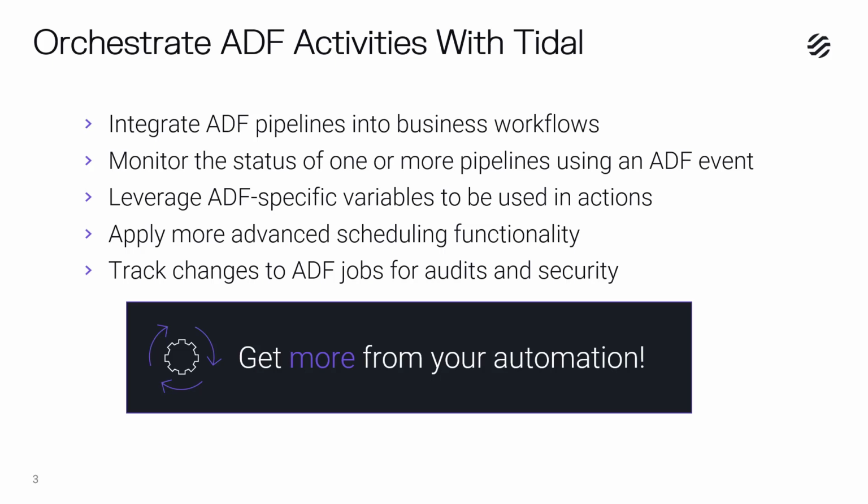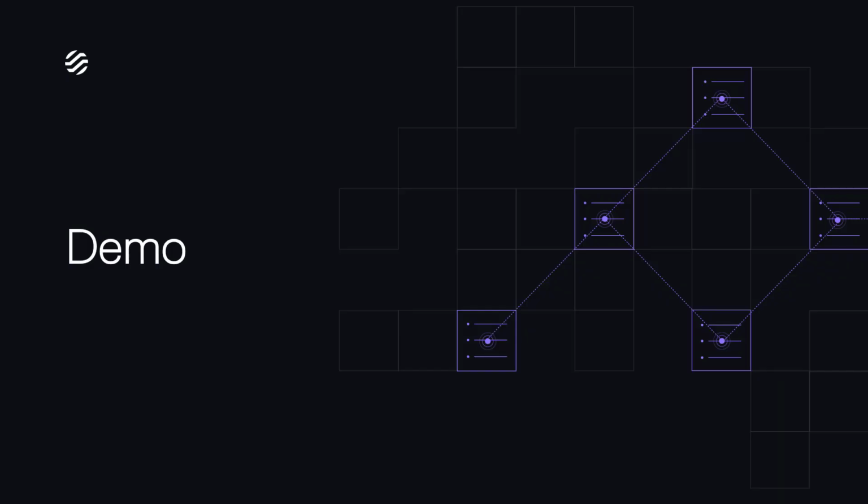It also enables you to orchestrate jobs for data storage options that ADF can connect to, such as Mongo and Cosmos databases. By utilizing the ADF event, users can monitor the status of multiple pipelines for success or failures, and users can populate ADF-specific variable data into their actions and workflows. With Tidal, you'll also be able to use more advanced scheduling features, such as dependencies and resources, customized calendaring options, as well as the ability to track logging for audit and security requirements. Let's look at how Tidal can optimize and simplify your Azure Data Factory scheduling.